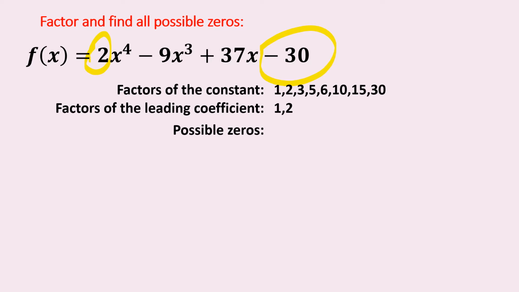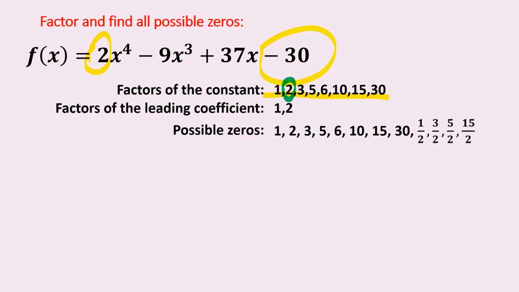So we take all of these numbers here, we divide them by 1, and then take all of them and divide them by 2. Now I skipped over anything that was already in the list. Like, for example, 2 divided by 2 is 1. Skip that. 6 divided by 2, basically anything that's even. 30 divided by 2 is 15. That's already in our list, etc. Those are our possible zeros.